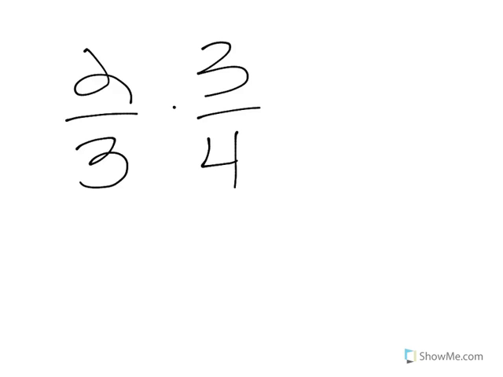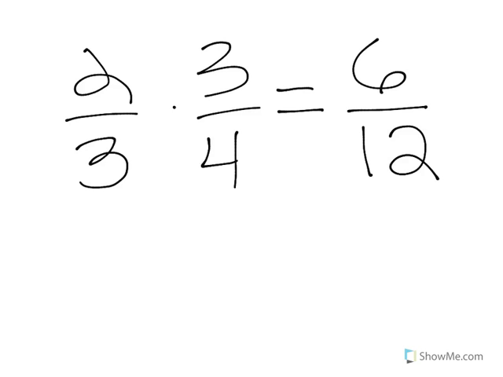Okay, so the next topic is multiplying fractions and dividing fractions. So let's start with multiplication. Multiplication is very easy. You multiply numerator times numerator and denominator times denominator. So 2 times 3 gives me 6, and 3 times 4 gives me 12, and 6/12 does reduce, it becomes 1/2.